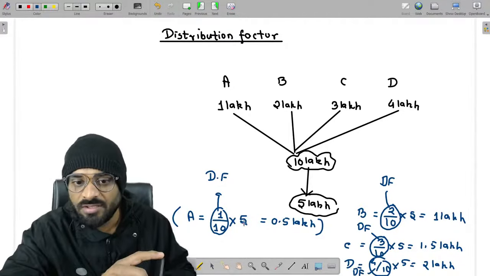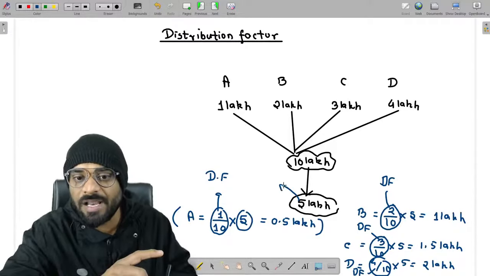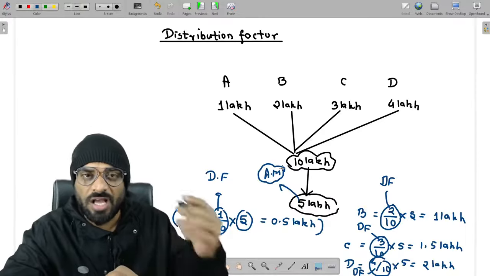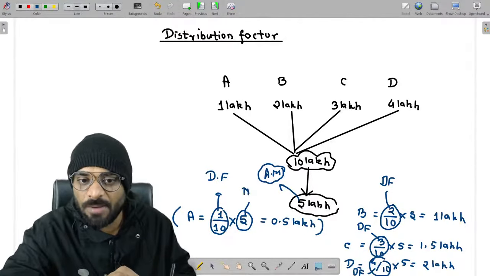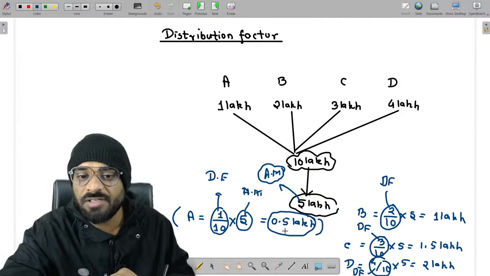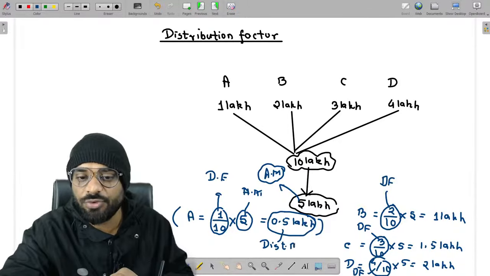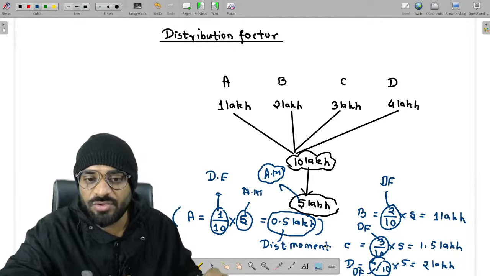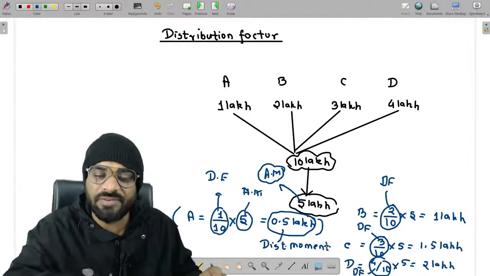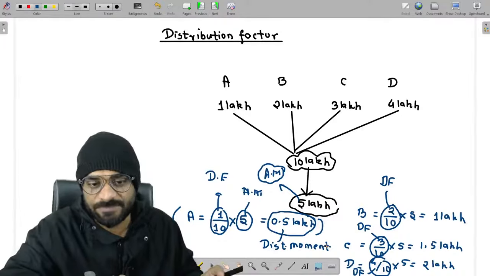Now what is this? This is basically the applied moment at a particular joint. How much amount of moment you have applied, right? This is applied moment. So applied moment multiplied by distribution factor will be the distributed moment. Distributed moment. Are you able to understand? Yes or no? It is simple or not? Then we will apply this concept to the structure.